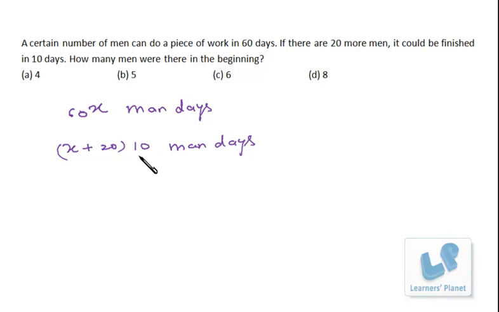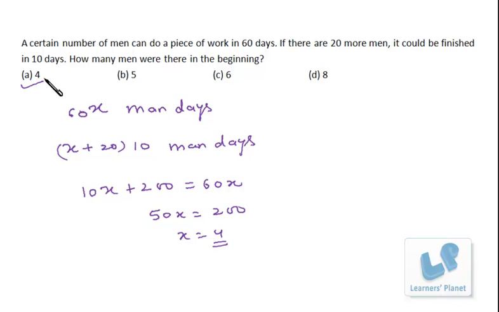Since we are not given over here that the capacity of individuals is different, we assume that it will be the same. So it's 10X plus 200 is equal to 60X. So 50X is 200, that means X is 4. So initially there were 4 persons involved in the task.